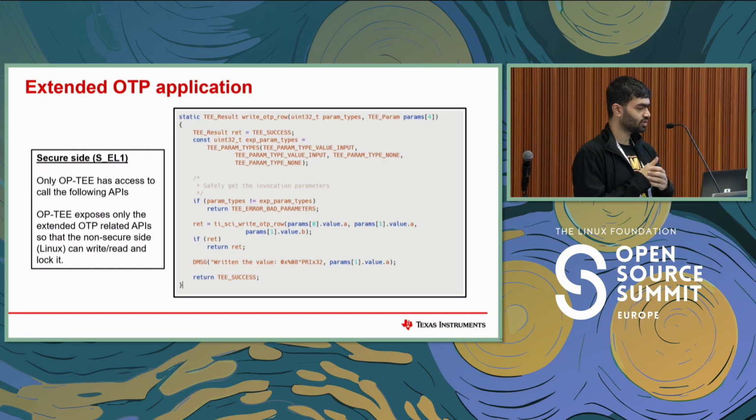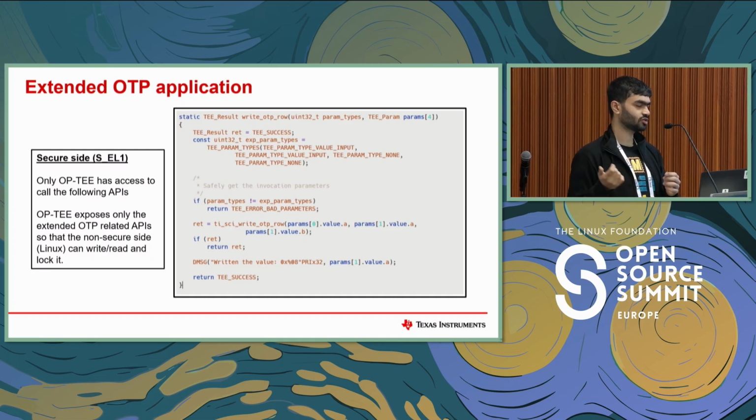And then OP-TEE would have all this information. And this is the trusted application side that we have, the pseudo trusted application. Once we get that information, we call our TIFS, the system controller, and pass all these parameters.